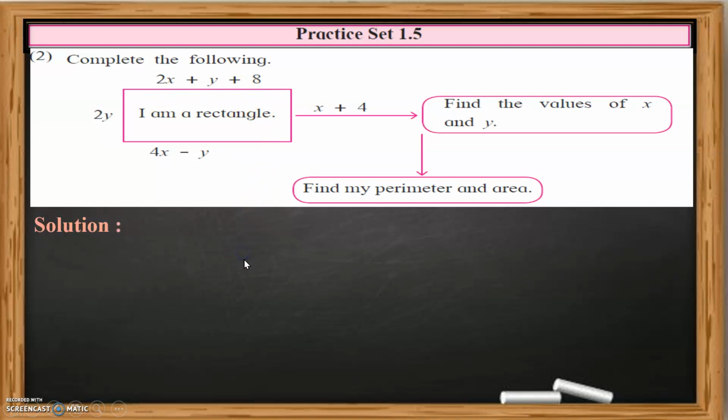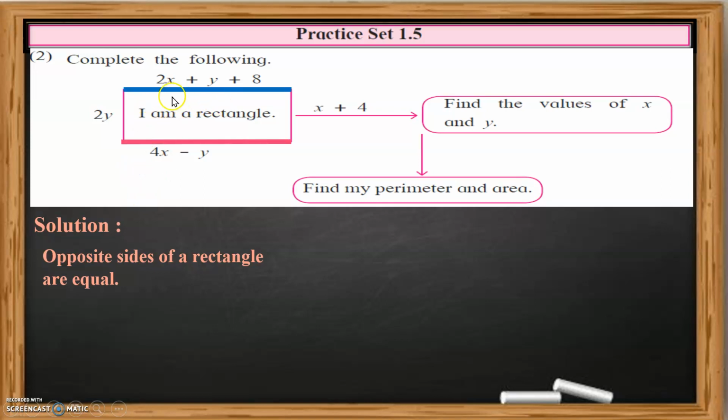So let's start with the solution. Now we know that opposite sides of a rectangle are equal. So that means the lengths are equal and the breadths are equal. So in this side, the blue and the red sides are equal. Now what is the measurement of this blue side? 2x plus y plus 8 and the red one is 4x minus y. They are equal. So we'll write it: 2x plus y plus 8 will be equal to 4x minus y. Now we will take the x and y on one side and then the constant term on the right hand side. So let's write this.